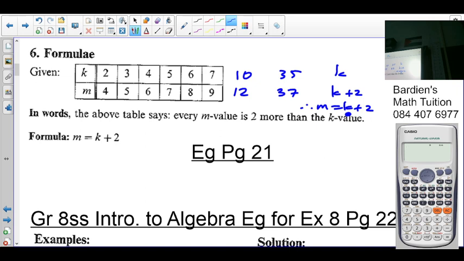So let's read what they say. In words, the above table says every M value is 2 more than the K value. Okay. The formula M is equal to K plus 2. And this is what we call a formula. Okay. Or an equation. Alright.